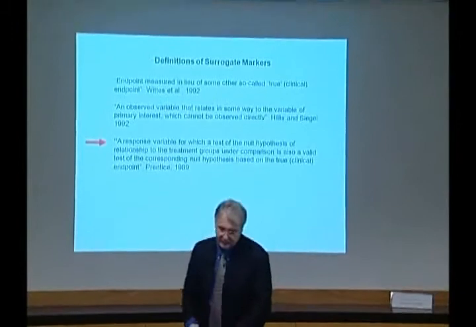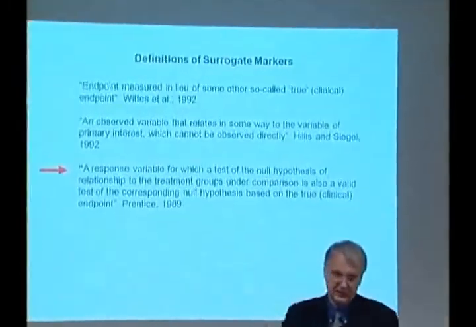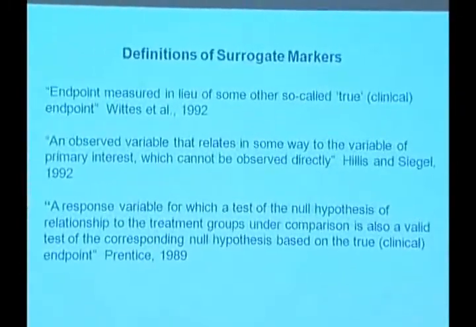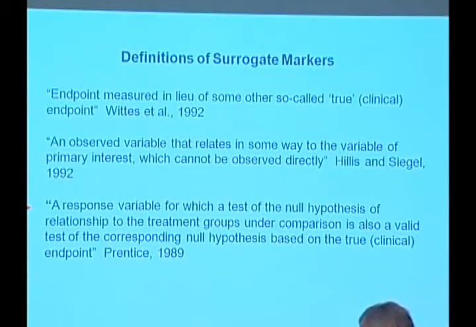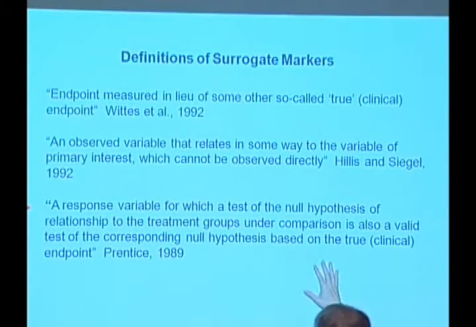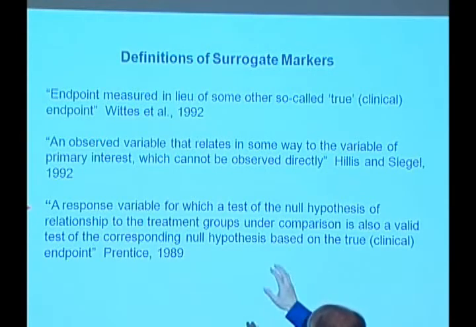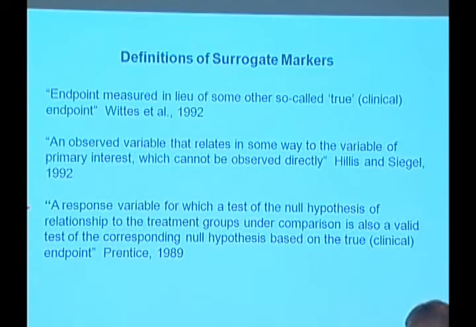Okay, let me talk about surrogate markers and what I mean, so that those of you in this room with your formidable intellects will solve this problem, because I cannot. The problem is this. We have different definitions of surrogate markers. Is it an endpoint measured in lieu of some other so-called true clinical endpoint? That's one definition. An observed variable that relates in some way to the variable of primary interest, which cannot be observed directly. That's another definition.